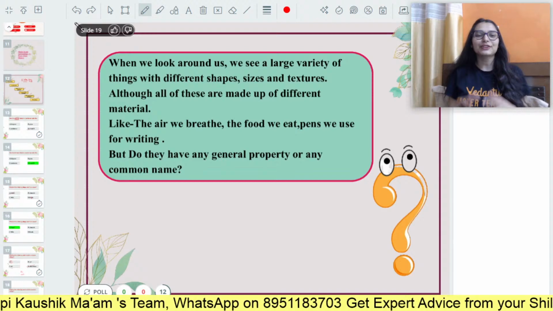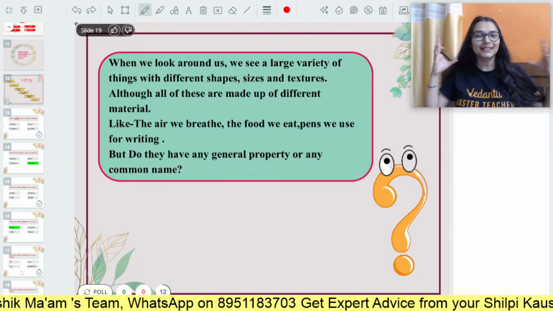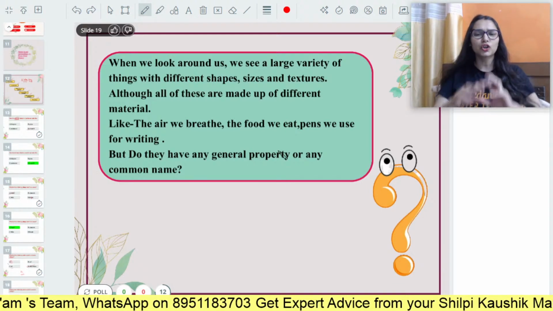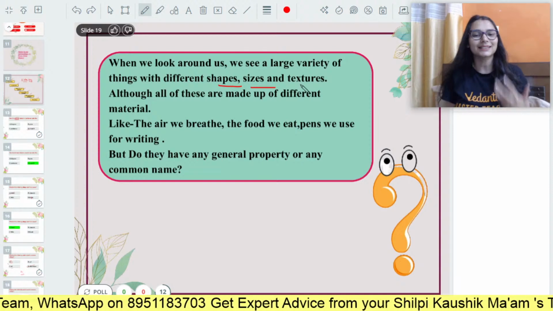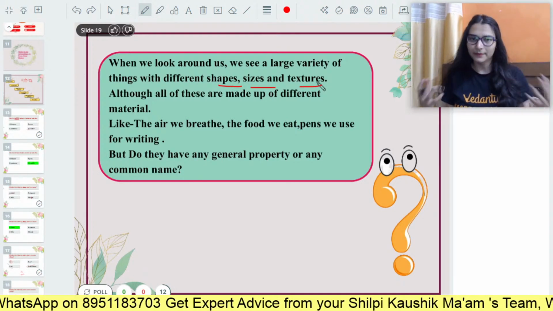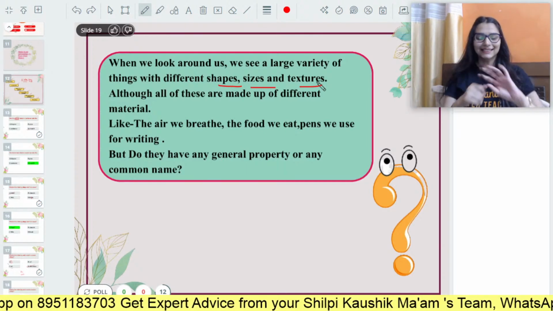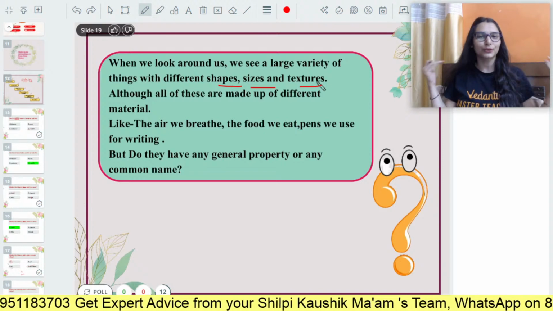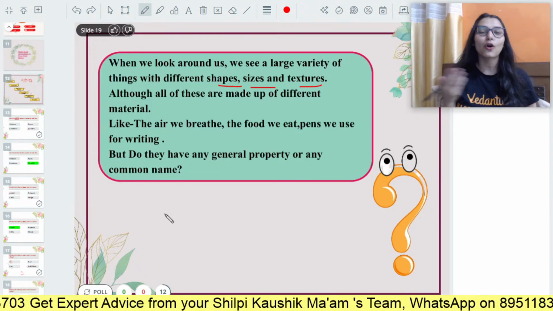So now the question is that all these things you have seen, you see these things around you. When we look around us, we see a lot of variety of things having different shapes, size, texture. Like what you can observe around you. You can see this pen, you can see the table in front of you, you can see the fan, you can see the laptop or your mobile screen. That is what you see all the time.